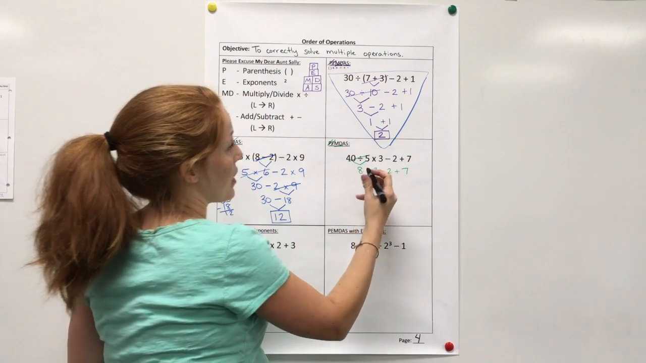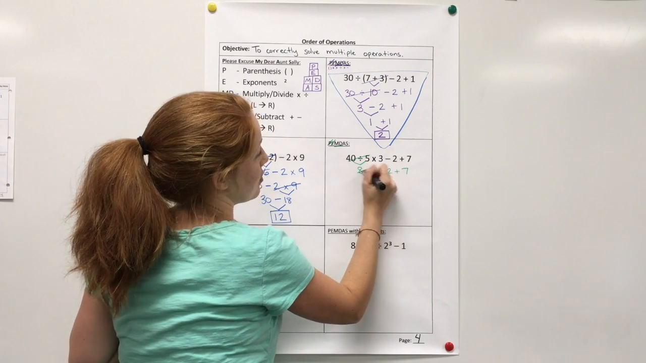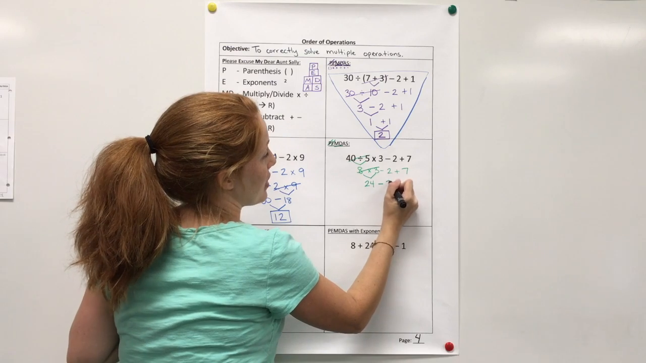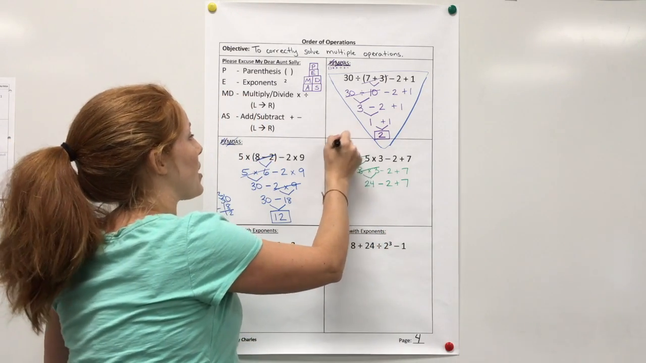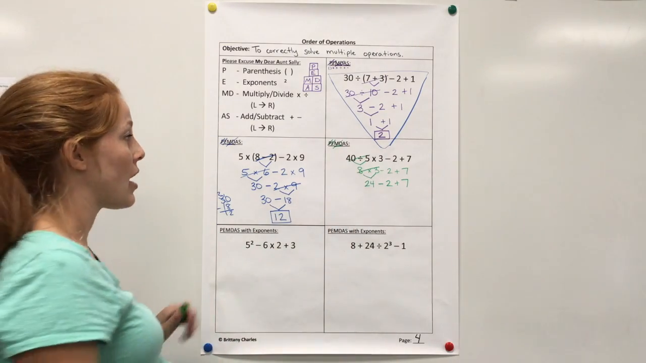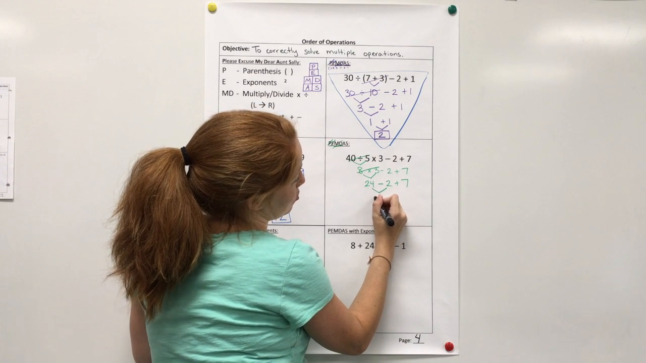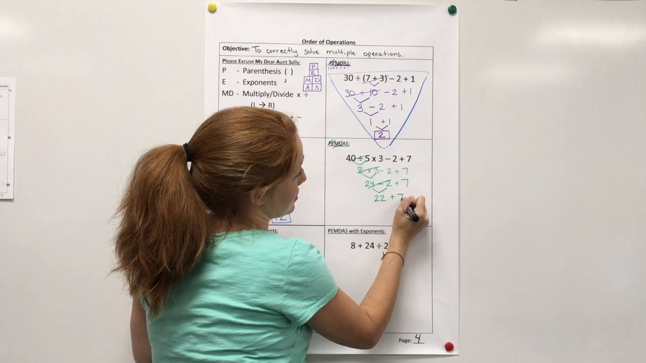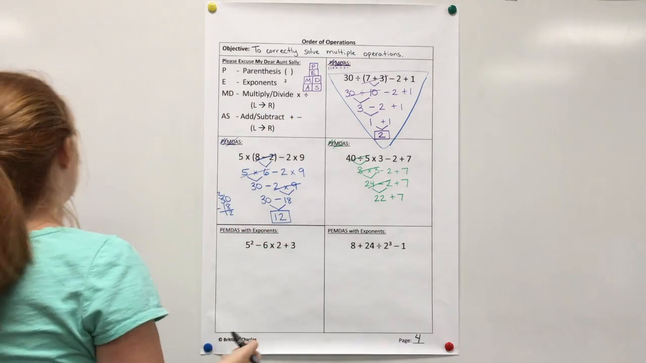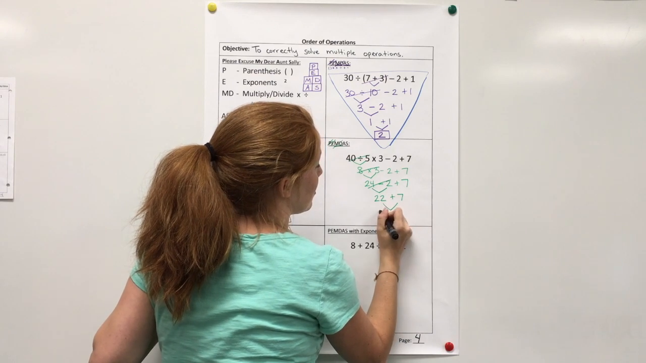Next I would need to multiply. 8 times 3 is 24. Bring down minus 2 plus 7. Now I'm done with this step and all I have left is add, subtract. I go left to right. So first I would have to do this, which would be 22. Bring down the plus 7. And then I add and I get 29.